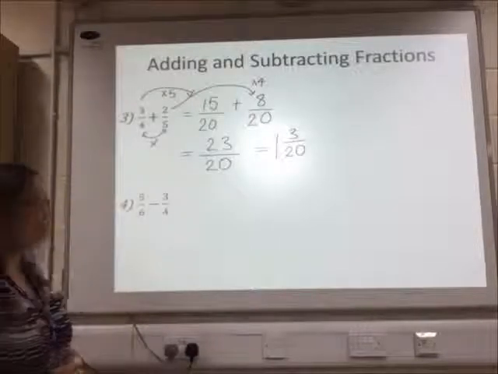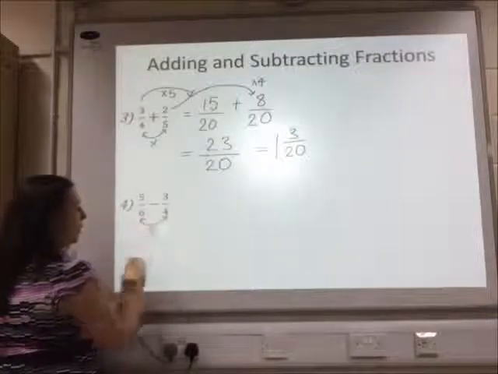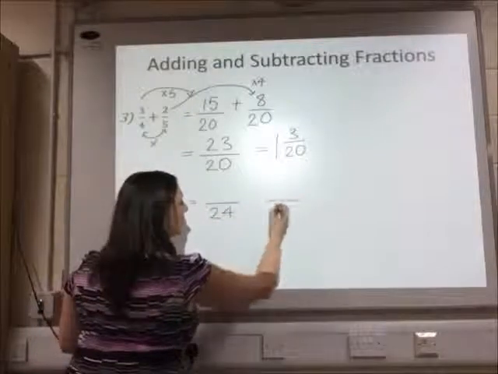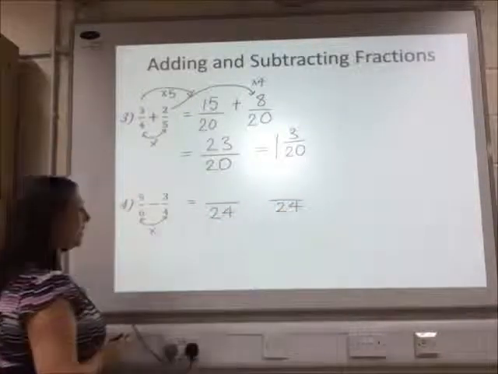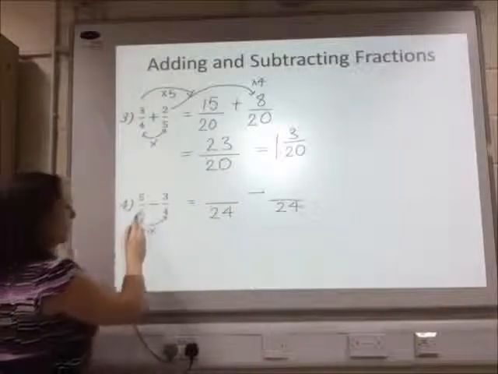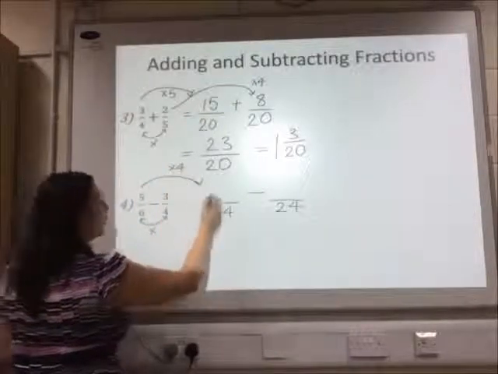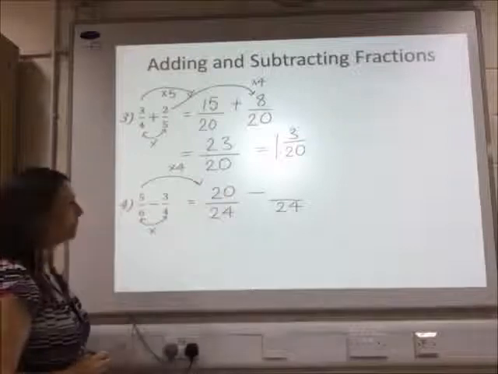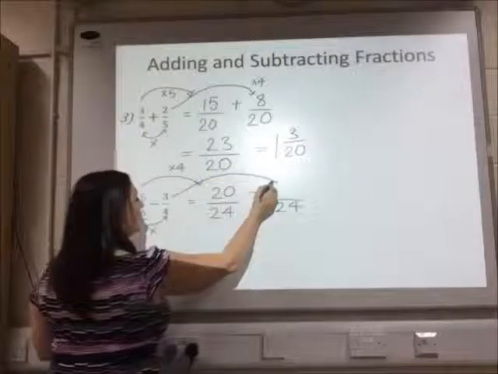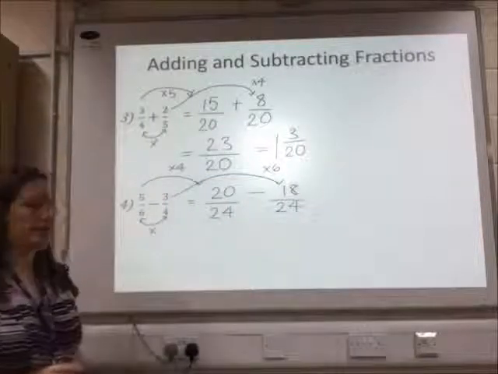We do the same again now for this final subtraction question. Multiply the two numbers together across the bottom. 6 times 4 will give me 24, and so 24 is our new denominator. It's a subtraction question, so subtraction in the middle. We times 6 by 4 to give us 24, and so we times 5 by 4 to give us 20. We times 4 by 6 to give us 24, and so we multiply 3 by 6 to give us 18.